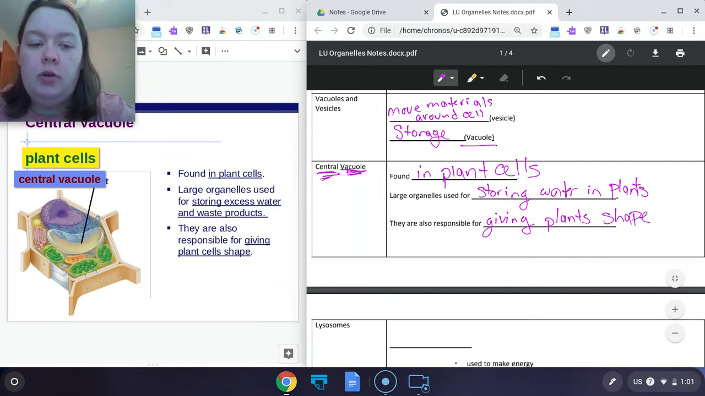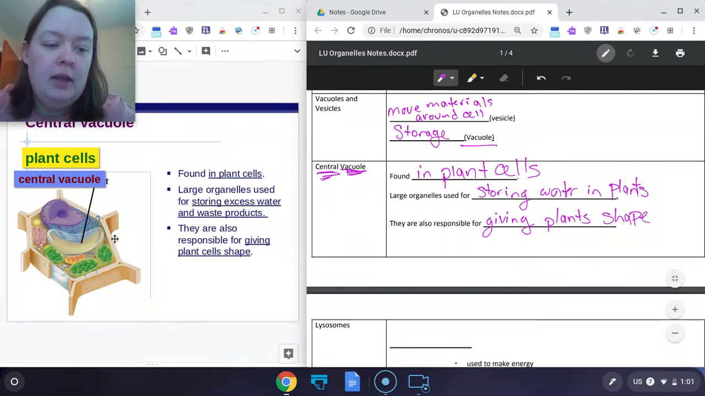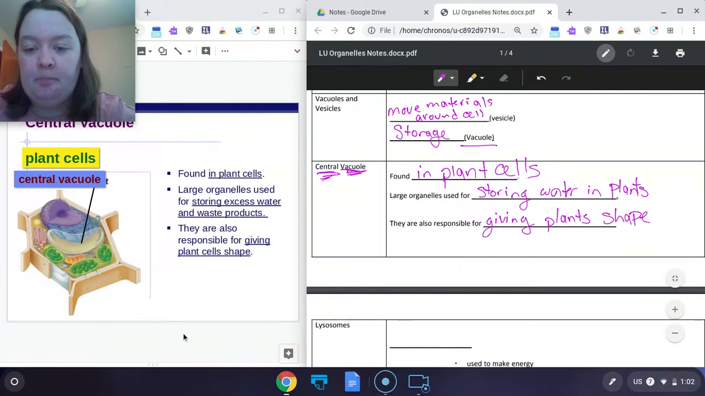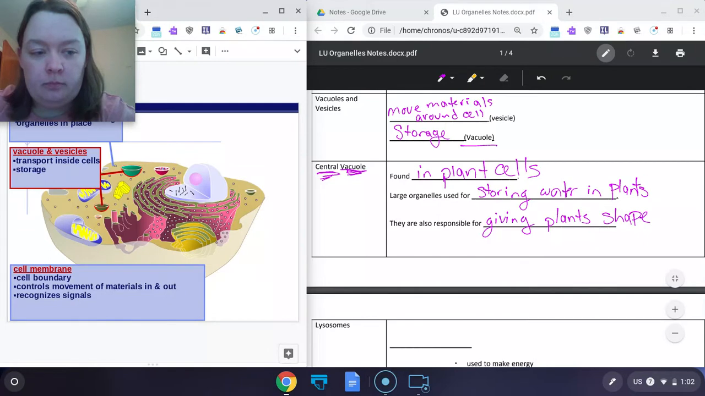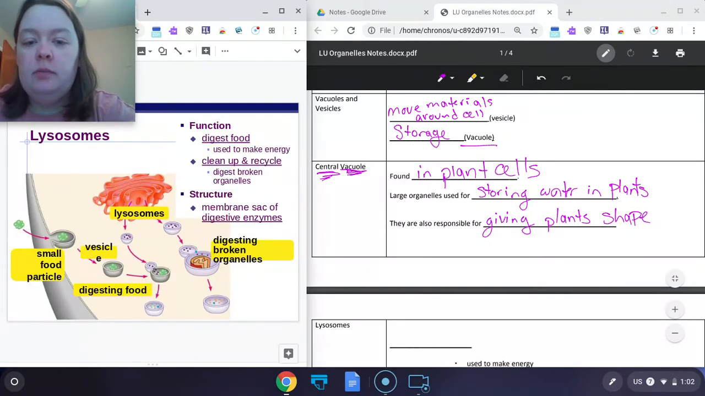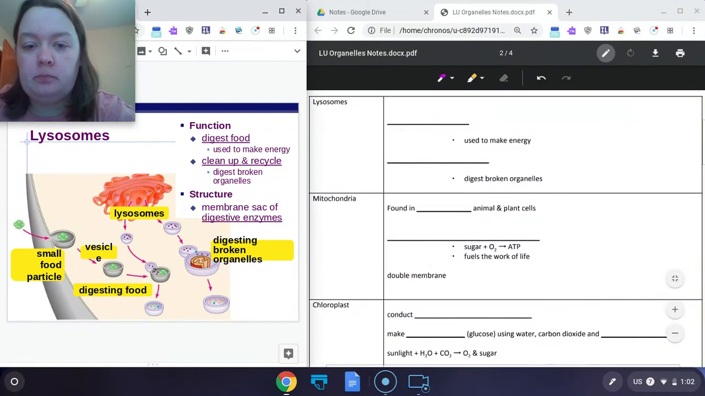So if we were to look at a cell, here's our plant cell. This very, very large, seemingly fluid-filled organelle in the middle is the central vacuole that stores water and waste for the plant. So if you see central vacuole, it's only referring to plants.